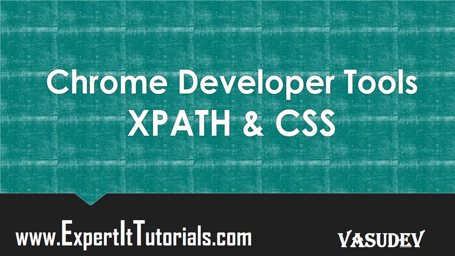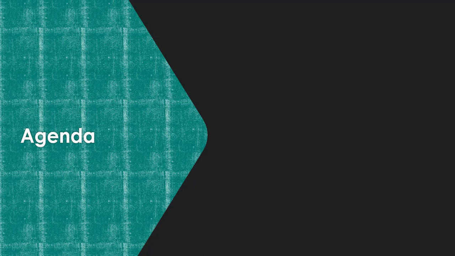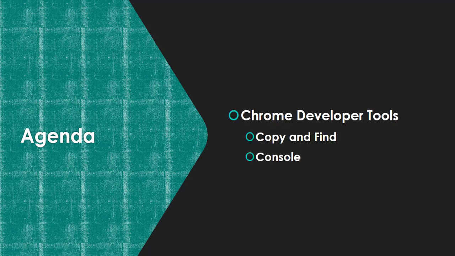Today we are going to discuss Chrome developer tools for finding XPath and CSS in the Chrome browser. Our agenda is working with Chrome developer tools using copy and find, and another one is console. Let us discuss these two tips.